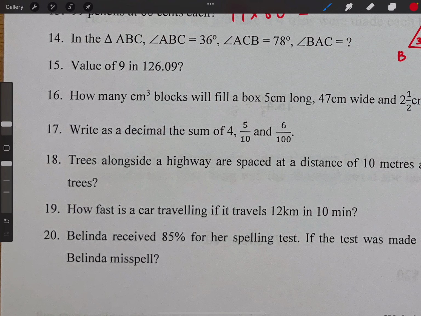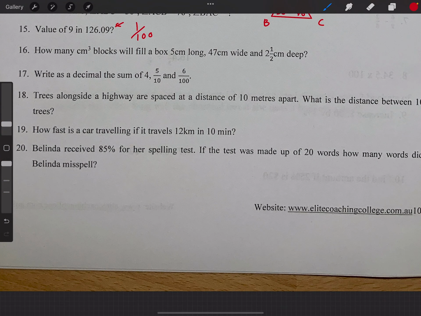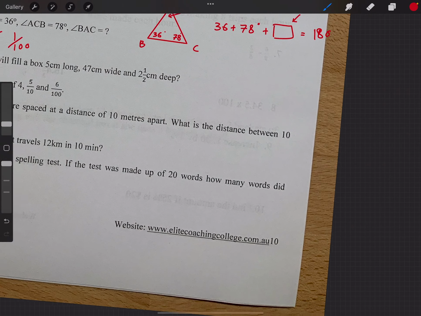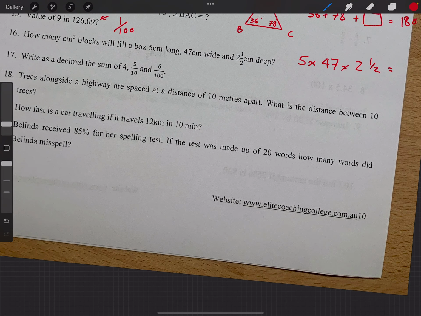Question 15. Find what's the value of the 9 in here? Well, that's 1 out of 100th, isn't it? Question 16. How many 1 centimeter cube blocks will fit inside a box 5 centimeters long, 47 wide, and 2.5 centimeters deep? So what we've got to do is say, okay, 5 times 47 times 2.5. Work out what that is.